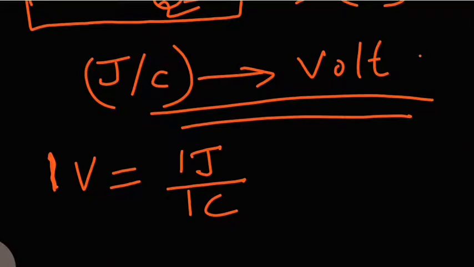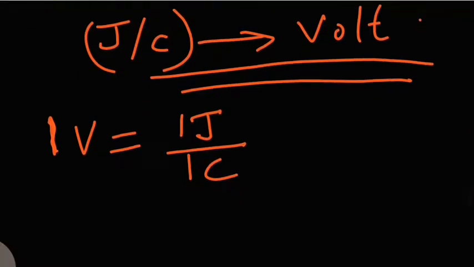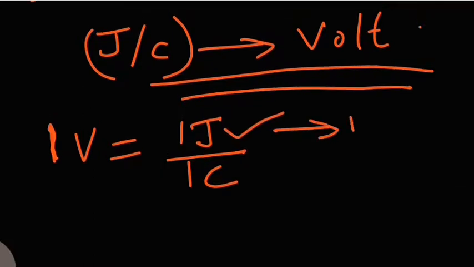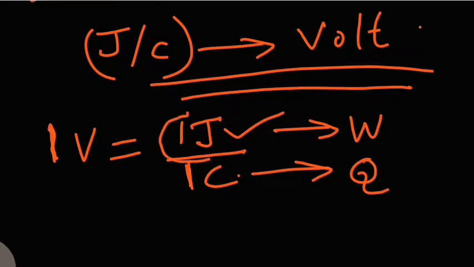How can you define 1 volt then? 1 volt will be, if the amount of work done in bringing a unit charge, here 1 coulomb means unit charge, from infinity to a point is 1 joule, then we can say that the potential at that point is 1 volt.